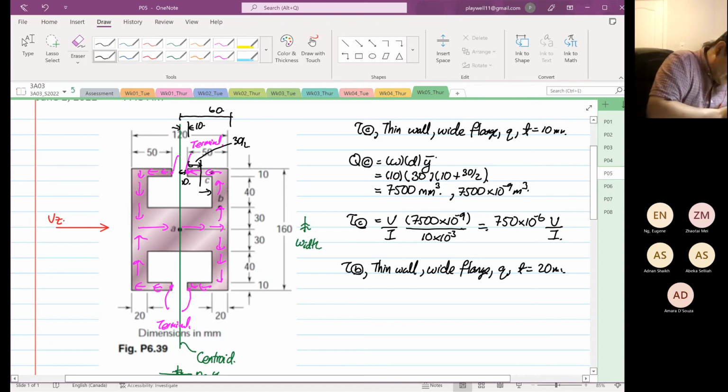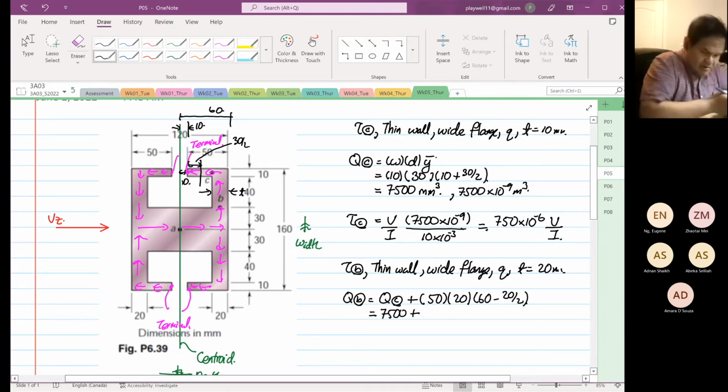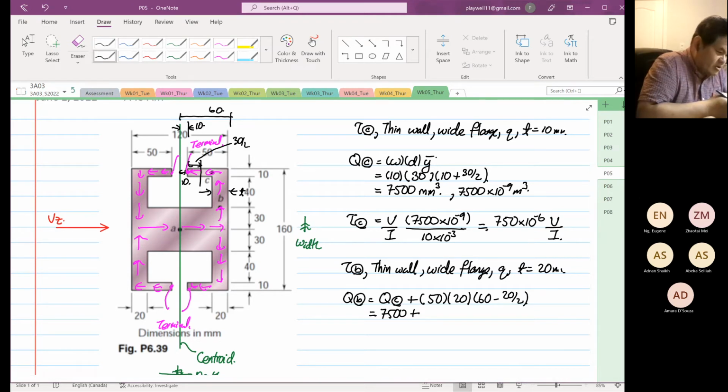Right, so this is the thickness now. Thickness is perpendicular to the shear flow. Okay, so the Q at B is equal to Q at C plus, so the width now is 40 plus 10, which is 50. The depth is 20. The y-bar is 60 minus 20 divided by 2. Okay, so Q at C is 7500 plus 60 minus 10, so 50, times 50 times 20, which is equal to 50,000.